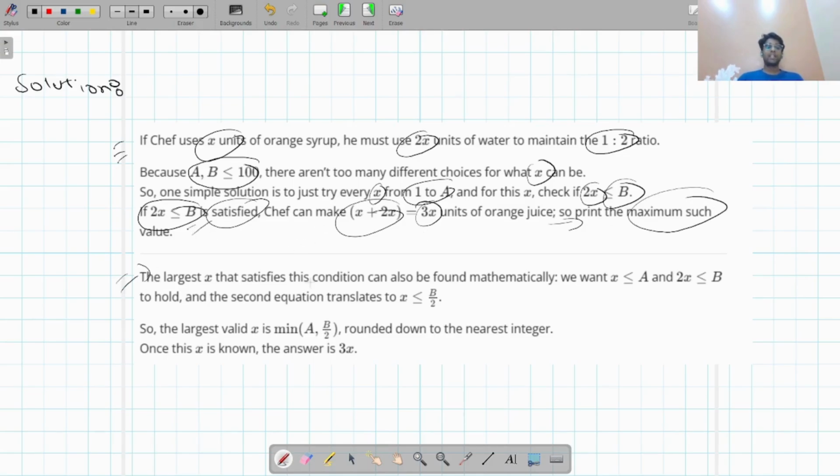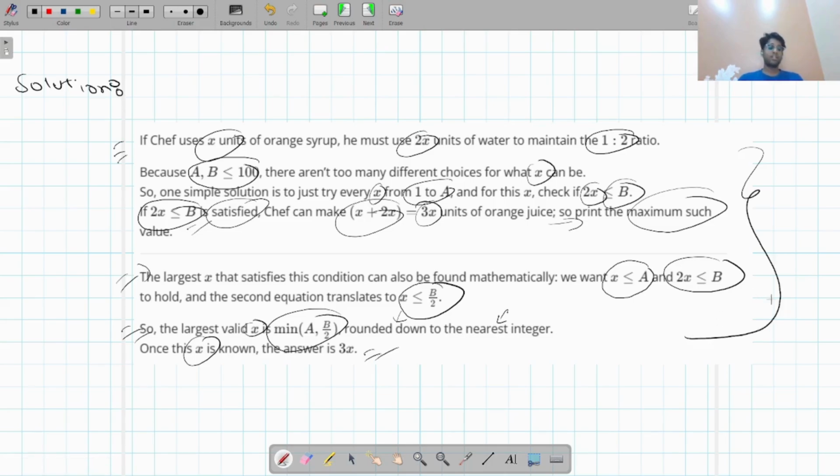The largest X that satisfies this condition can also be found mathematically. We want X less than or equal to A and twice of X less than or equal to B. The second inequality translates to X less than or equal to B by 2. So the largest valid X is the minimum of A, B by 2, rounded down to the nearest integer. Once X is known, the answer is 3X. So guys, I think the solution is pretty much clear. It's a simple algebra and ad hoc solution.